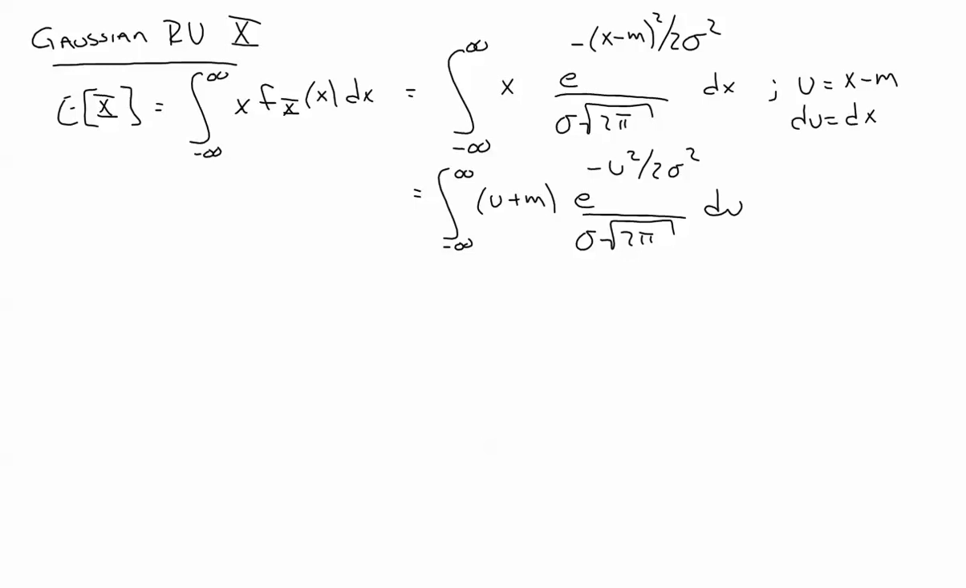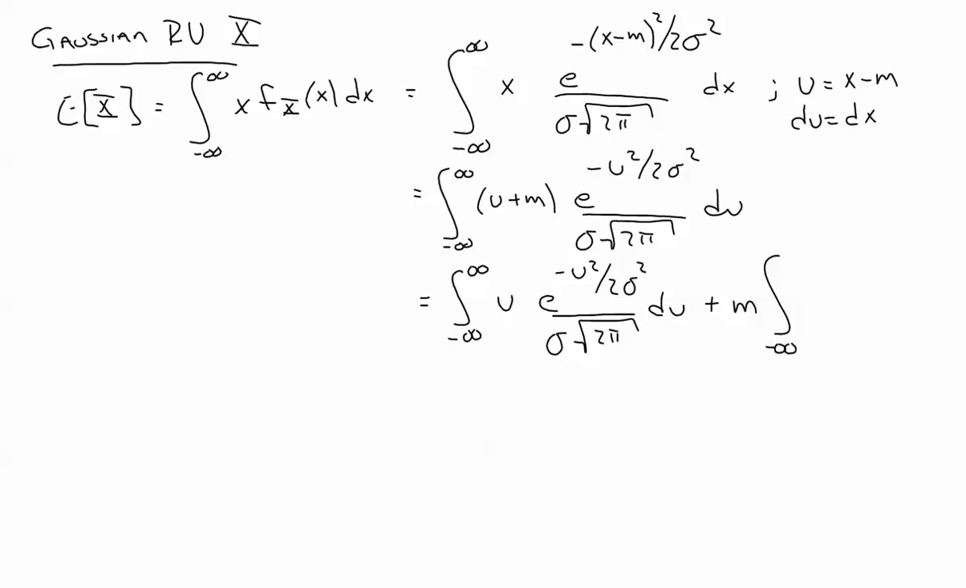Break that down one more time and I get an integral from minus infinity to infinity of u times e to the minus u squared over 2 sigma squared over sigma square root of 2 pi du, plus m times the integral from minus infinity to plus infinity of e to the minus u squared over 2 sigma squared over sigma square root of 2 pi du. A lot of writing. Okay.